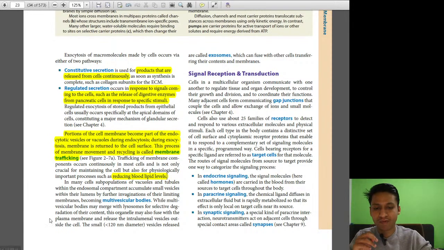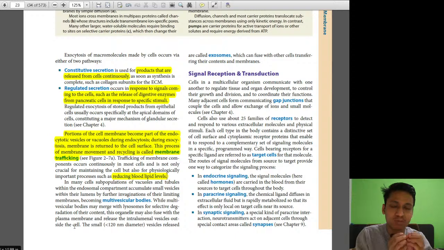Now, these small vesicles within their lumen, by further invagination, so a vesicle undergoes an invagination again, becomes a multivesicular body. While multivesicular bodies may merge with lysosomes for selective degradation of their content, this organelle may also fuse with the plasma membrane and release the intraluminal vesicles outside of the cell. So now these multivesicular bodies have their own contents, the ligands, the hormones, anything. If required, they will merge with the lysosome and give this content. If not required, they will go back to the cell membrane and release this content outside of the cell.